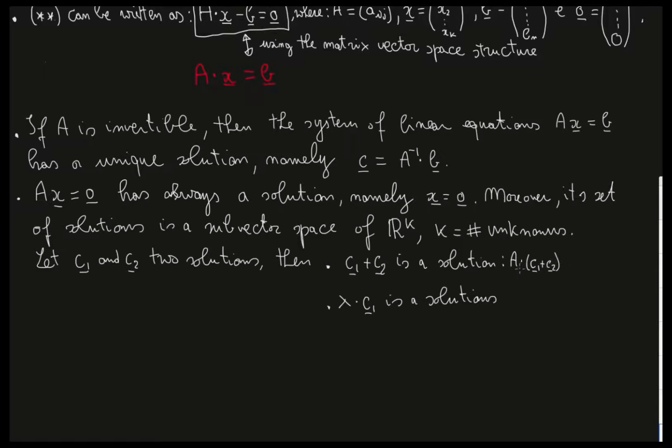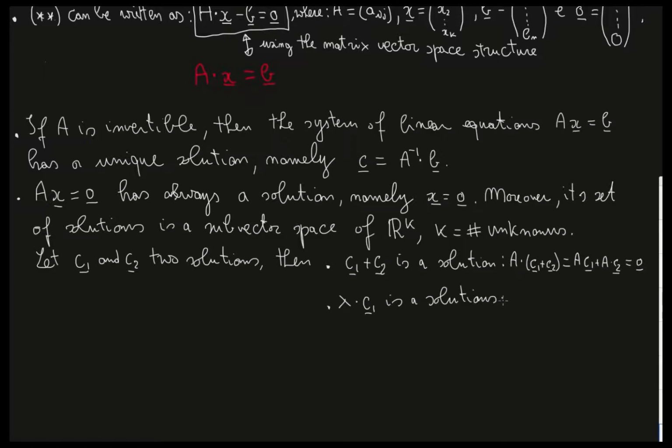By the distributive property of multiplication on the left with respect to the sum, which is a property that the product of matrices has, we have A times C1 plus A times C2, but each of them is a solution of this equation. Therefore it will be 0 plus 0, which is going to be the 0 vector.